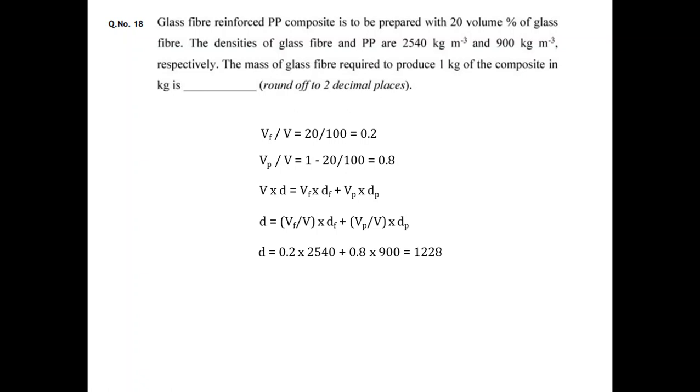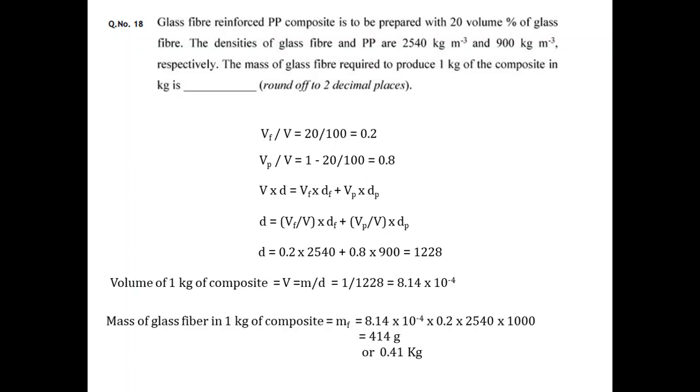Once density is known, we can calculate the volume of 1 kg of composite and then calculate the mass of glass fiber per kg of composite, and the value is 0.41 kg.